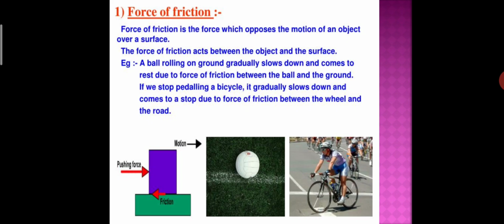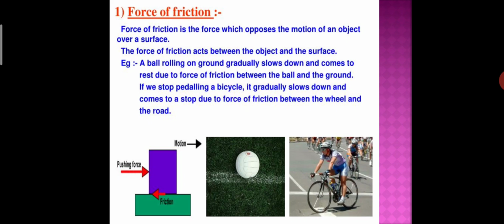So in short, what we say is the definition of friction? Friction opposes motion. Okay. So the force of friction acts between the object and the surface. If the ball is there, so ball is what? It is an object and it is coming in contact with the surface. So the force of friction acts between the object and the surface.